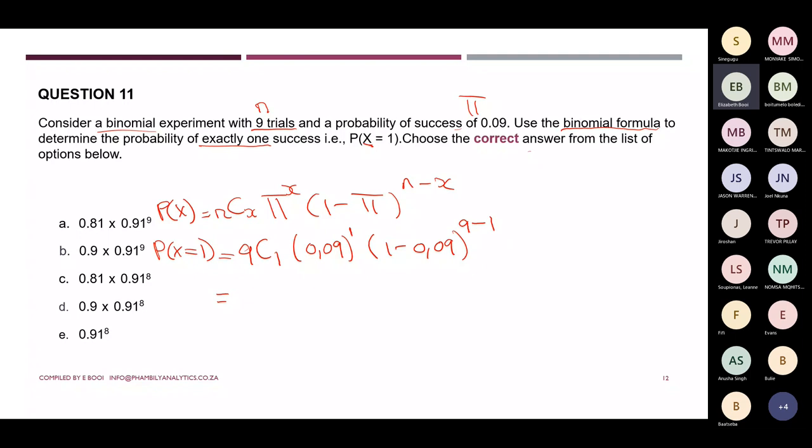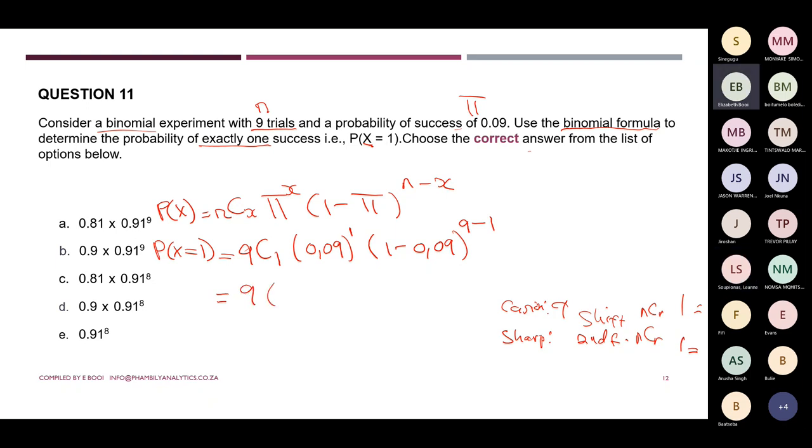So the next step is to calculate this. Calculate NCR: type 9, shift or second function, look for NCR, then press 1, and then press equal. This is for the Casio, and this is for the Sharp. So let's see, what is the answer for 9 NCR 1? 9 combination 1 is 9.